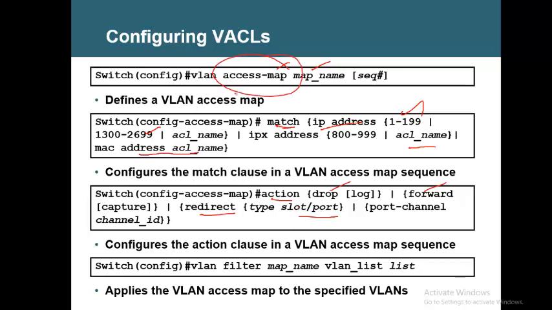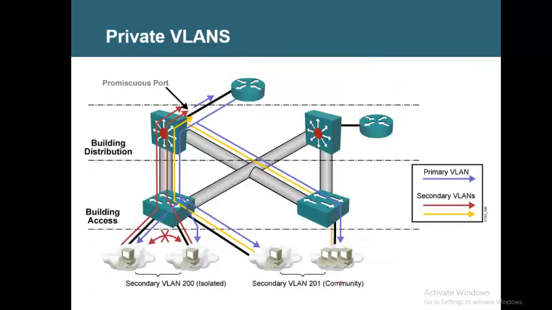This is just creating the access map. That's not enough. You need to apply it. Where do you apply? Apply to a VLAN or a list of VLANs, using vlan filter, calling the map name which you gave here, and then specify the VLANs on which you want the match and action to be taken. Right, that's VLAN ACL. Then we also saw private VLANs.